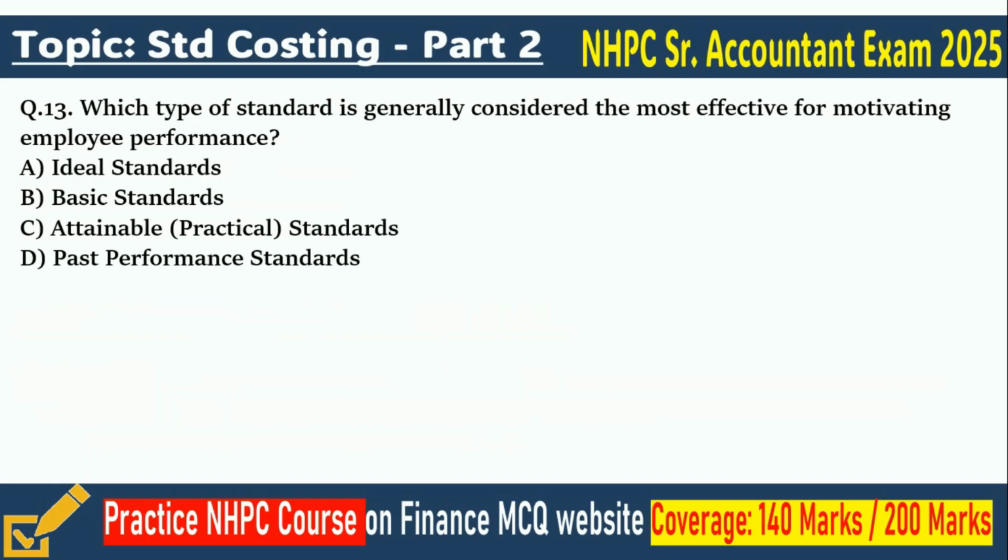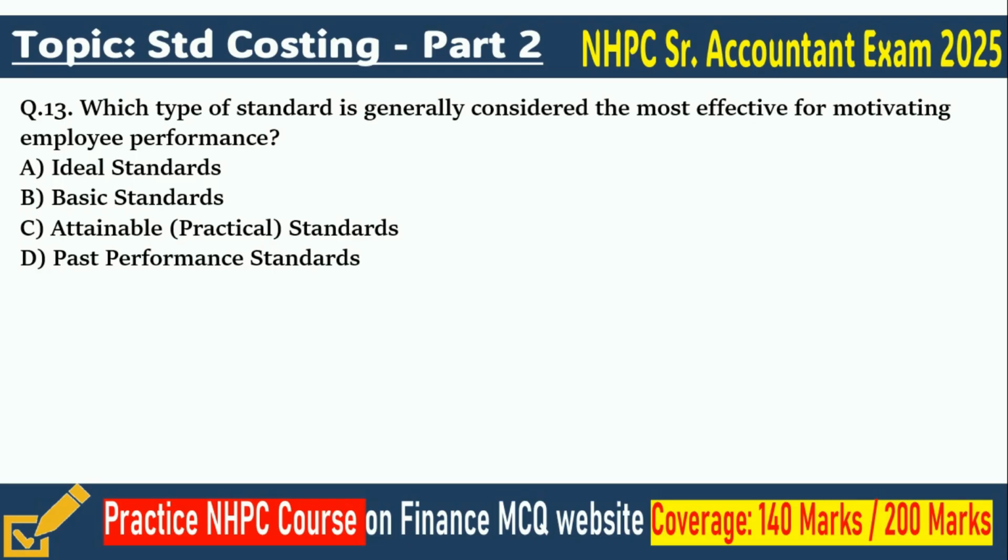Moving on, friends, next question. Which type of standard is generally considered the most effective for motivating employee performance? Option A, ideal standards. Option B, basic standards. Option C, practical standards. Option D, past performance standards.